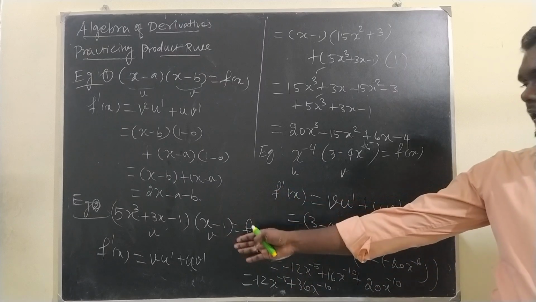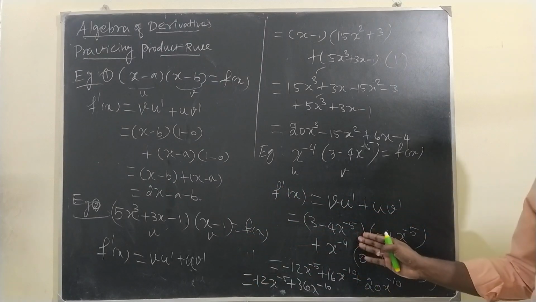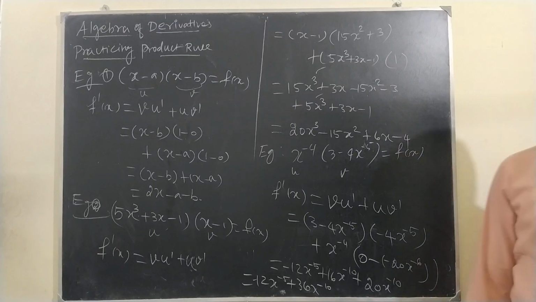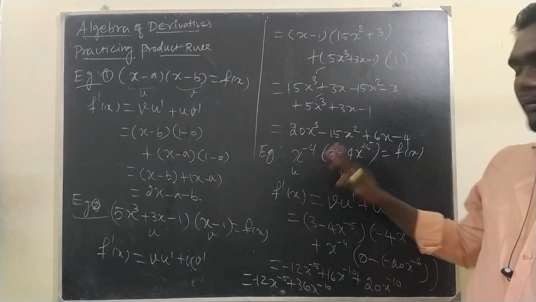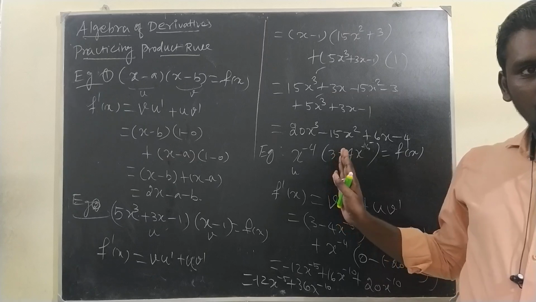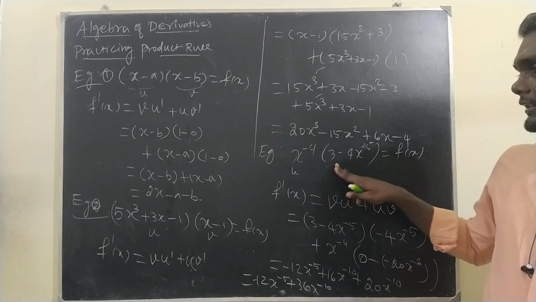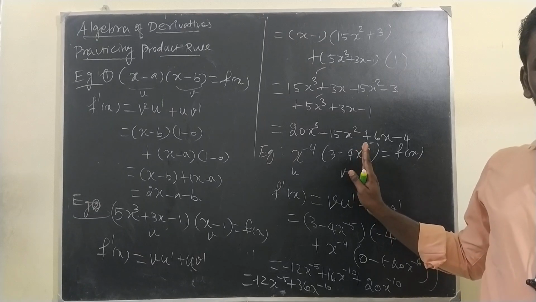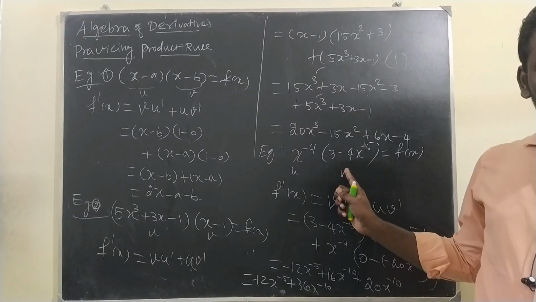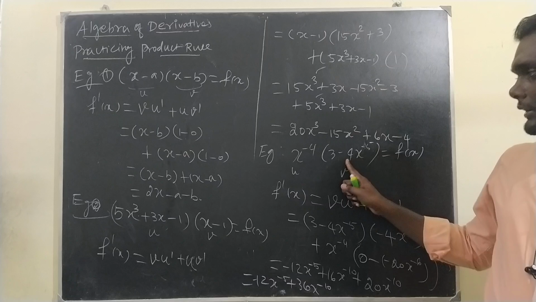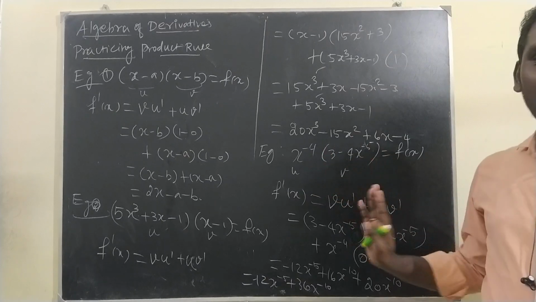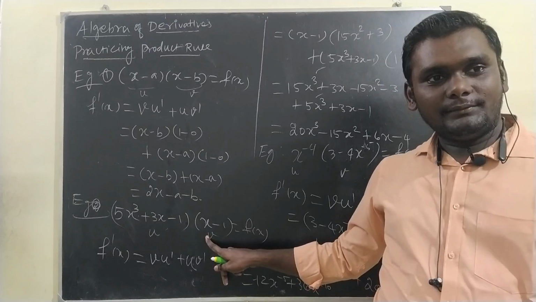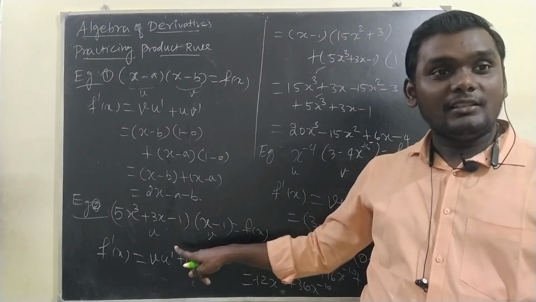This question you have done already, remember? Same. Either way we can do it. In this question, if you multiply and derive, that would be easy. Easy or not? Instead of applying product rule, you multiply and do it, that is easy. But in this question, instead of multiplying, if you use product rule, it will be easy.